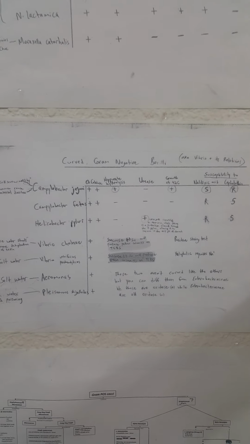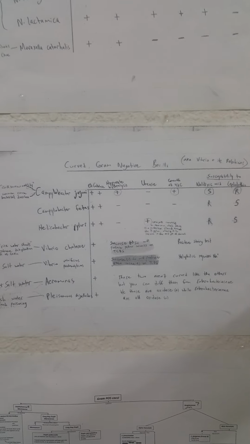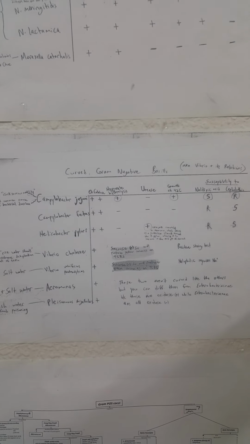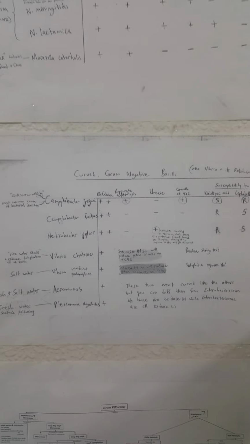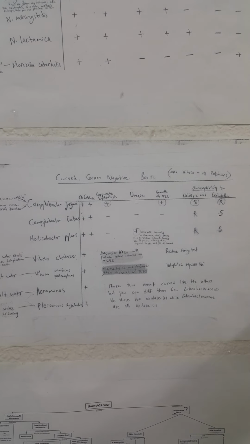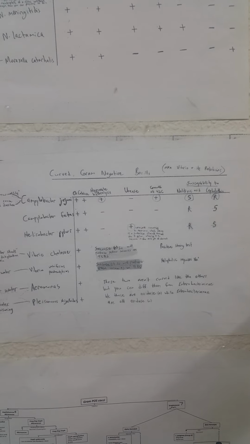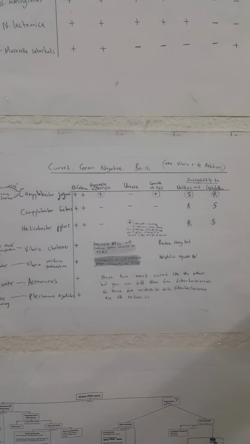Curved gram-negative bacilli are a few organisms that are medically important. Number one is Campylobacter jejuni, which has corkscrew motility and is the most common cause of bacterial diarrhea. The organism is oxidase, catalase, and hippurate positive, and also has the ability to grow at 42 degrees centigrade. Regarding susceptibility, it is sensitive to nalidixic acid and resistant to cephalothin.